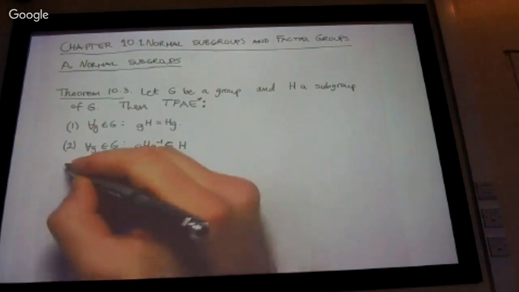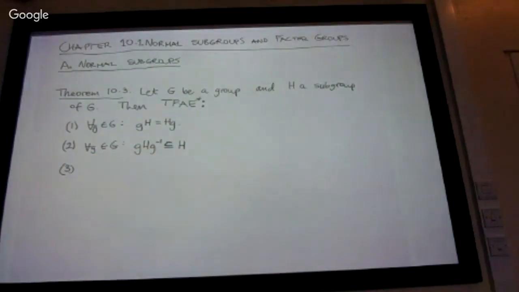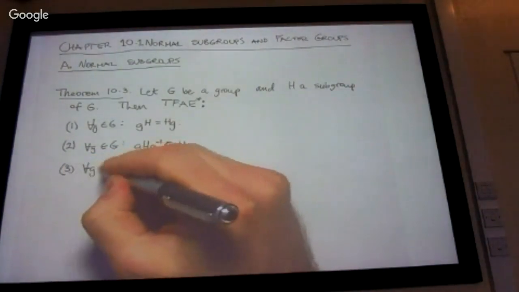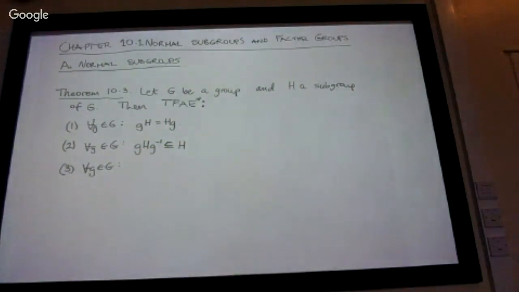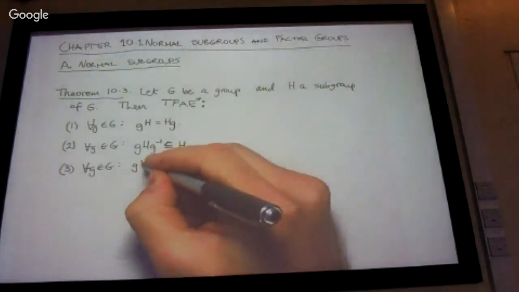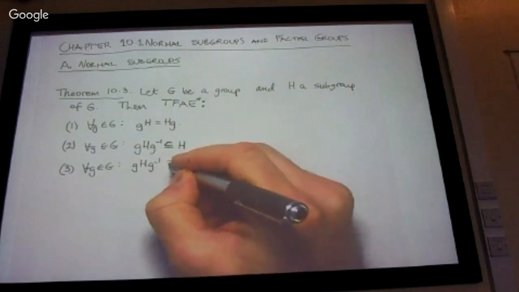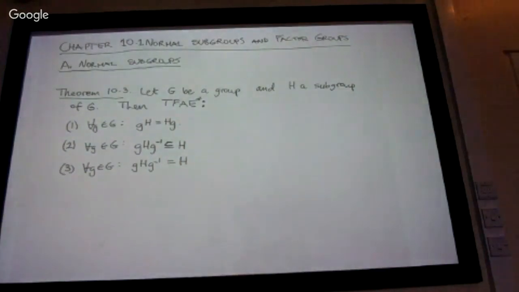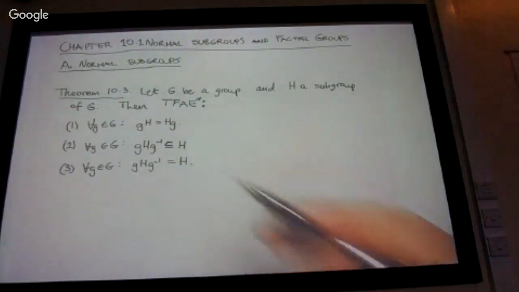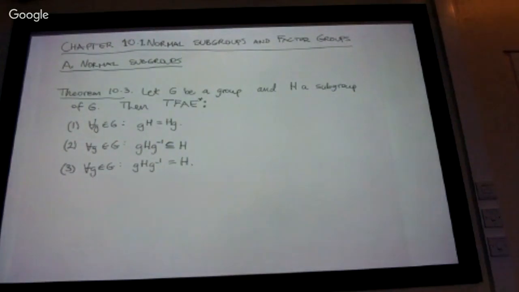That's the second condition. And the third condition is that this is not only a subset, but it's actually equal to H. So this means that not only you can't jump out, but you cover everything in H.